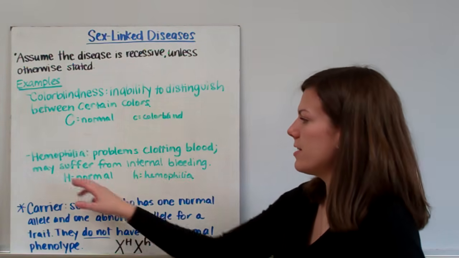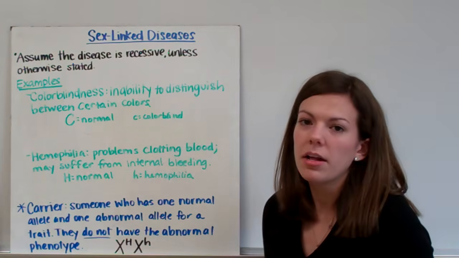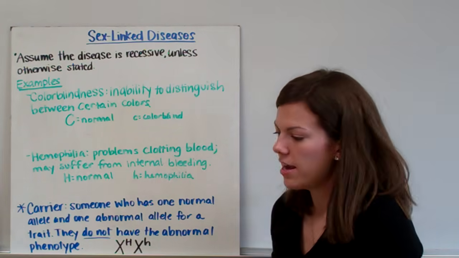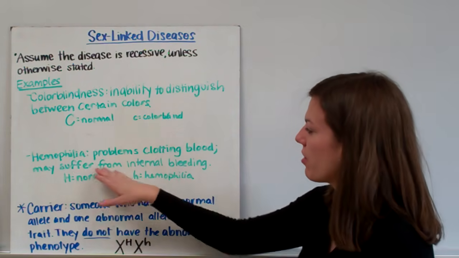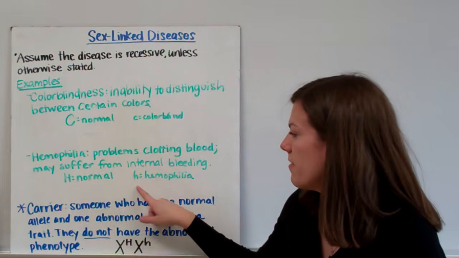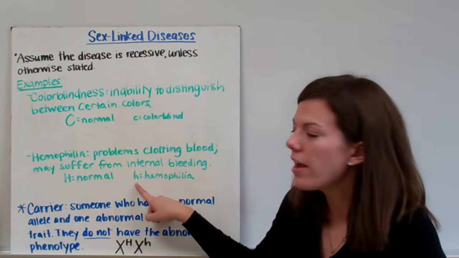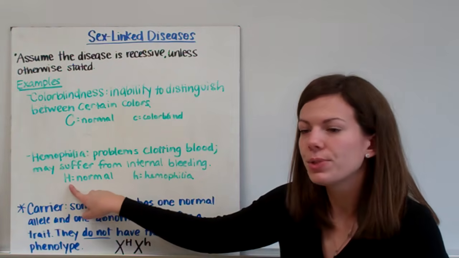Another sex-linked disease is hemophilia. Hemophilia results in problems clotting blood. Clotting blood helps you to form scabs and to stop bleeding inside of your body. Somebody with hemophilia may suffer from internal bleeding. And again, hemophilia is recessive, so it's represented by a small h, and the normal allele is represented by a big H.